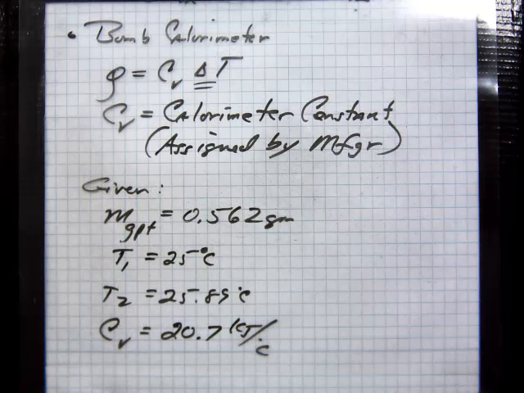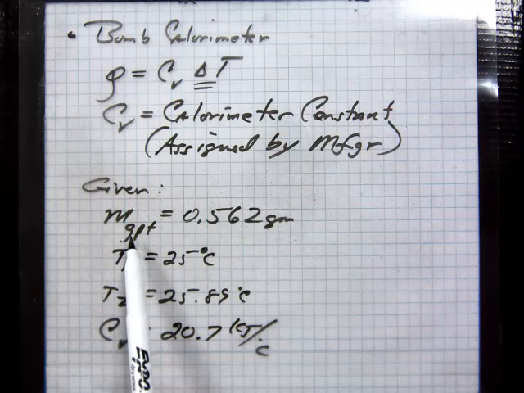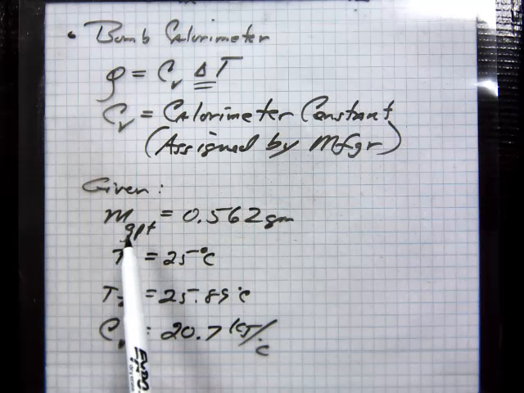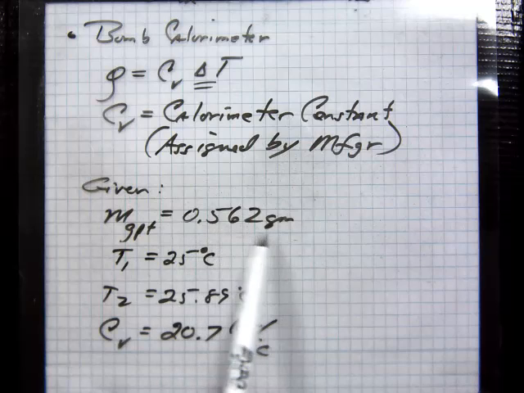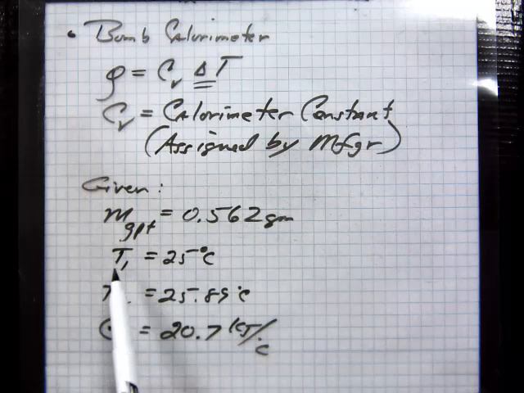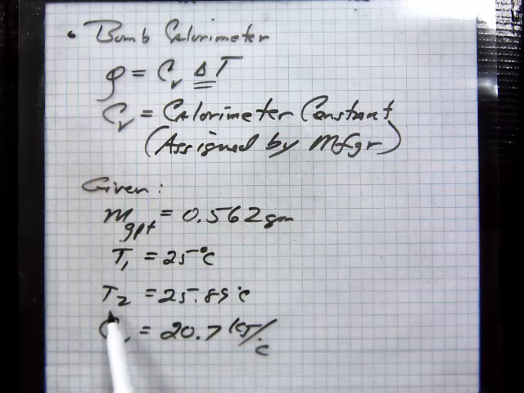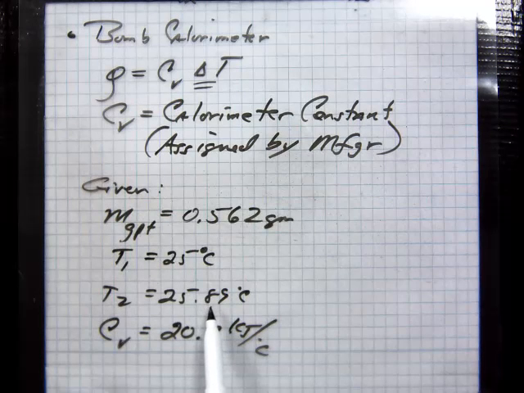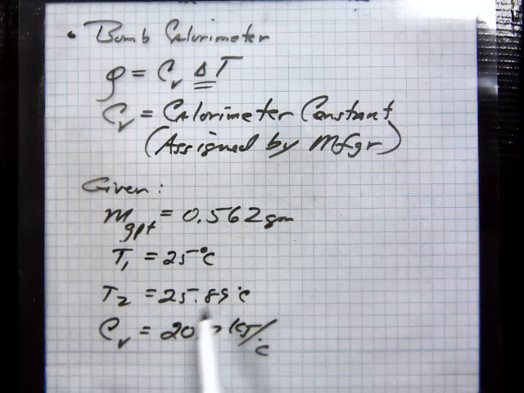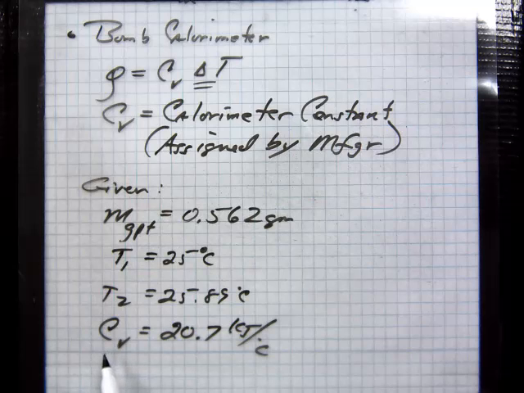All right. You're given a mass of graphite, pencil lead, 0.562 grams. You start out with the water jacket at 25 degrees, and then you run your reaction, and it winds up at 25.89 degrees. The assigned calorimeter constant is 20.7 kilojoules per degree Celsius.